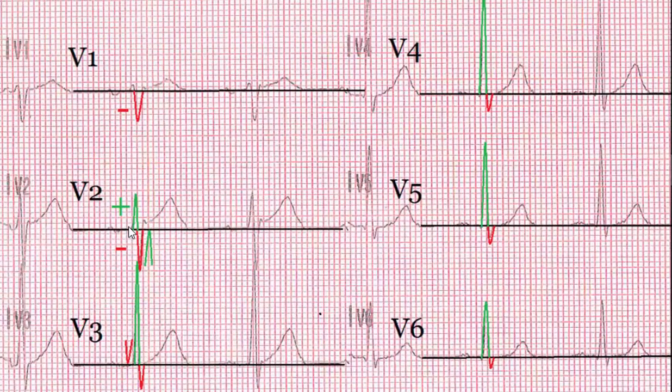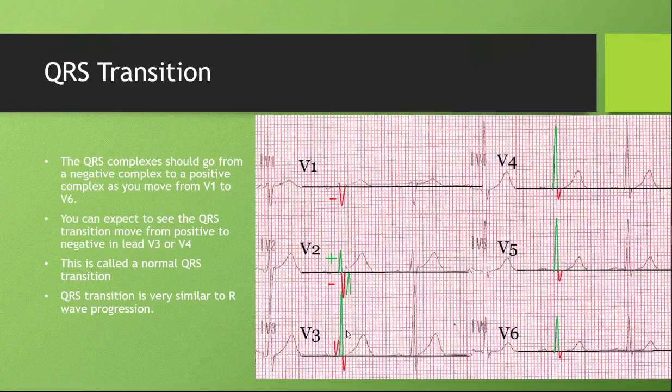So if you look at V2, this is our positive deflection, and this is our negative deflection. And I actually took this positive deflection and measured it against the negative deflection. You can see the negative deflection is actually larger than the positive. So this is still a net negative QRS complex. But here, clearly in V3, it becomes a positive QRS complex. And you can see here's the negative deflection measured against the positive QRS. So in this QRS transition, we would say it changes to positive in V3, which is normal. So this is simply called a normal QRS transition. Another terminology very similar to the QRS transition is R-wave progression.